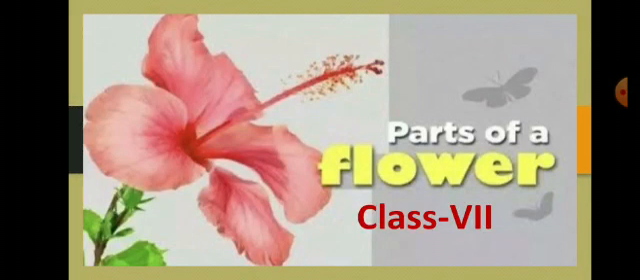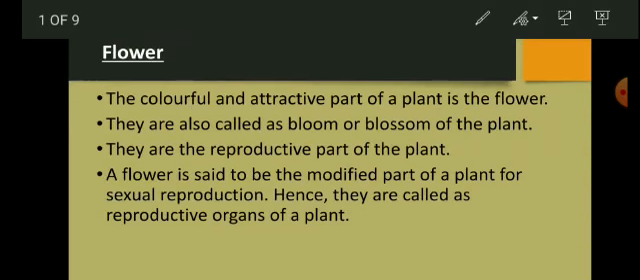So we are going to study about the parts of a flower in this video. You know, flowers are the most colorful and attractive parts of a plant. They are also called as the bloom or the blossom of the plant. They are the reproductive part of the plant. A flower is said to be the modified part of a plant for sexual reproduction. Hence, they are called as the reproductive organs of the plant.